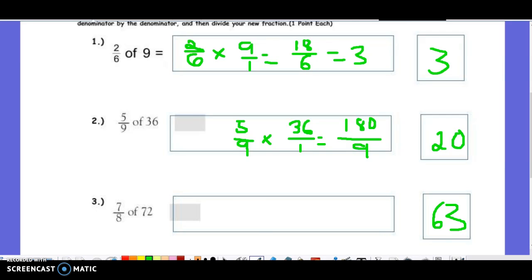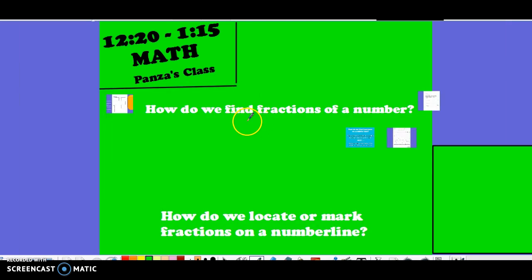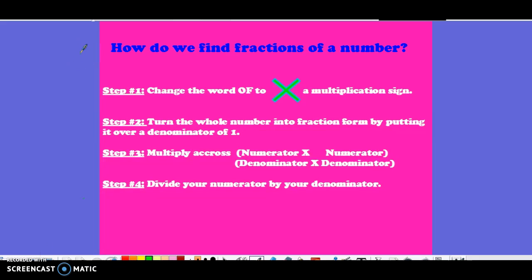Press pause. In math, when we ask main focus questions like how do we find fractions of a number, it's important to know the steps and the strategies to solve each equation. In this case, I showed you those 4 steps. To find fractions of a whole number, steps 1 through 4. Change of to multiply, turn the whole number into a fraction, put it over a denominator of 1, multiply the numerators and the denominators, and divide your new numerator by your new denominator.